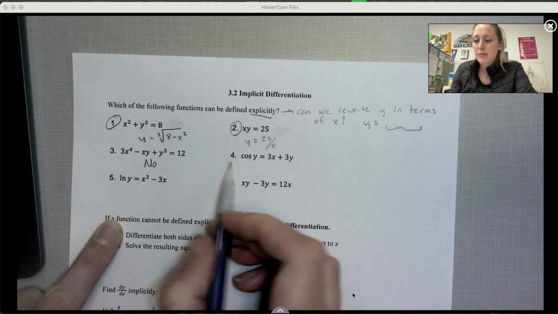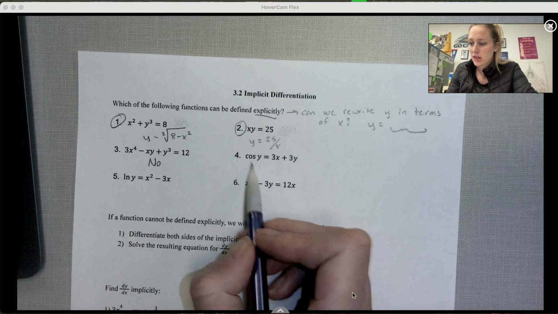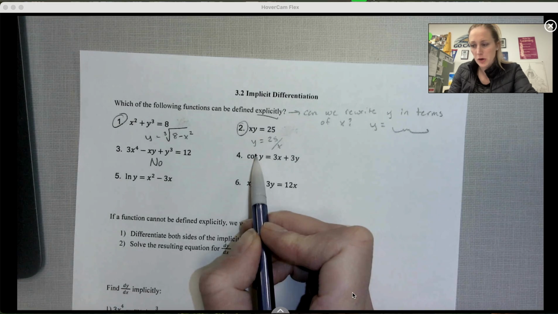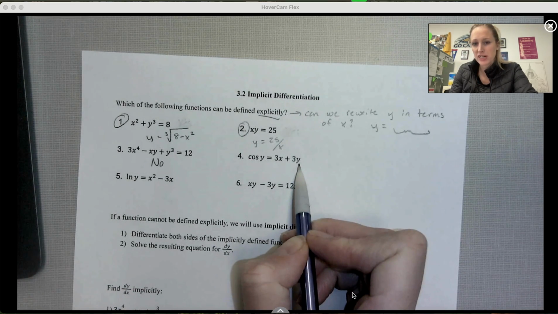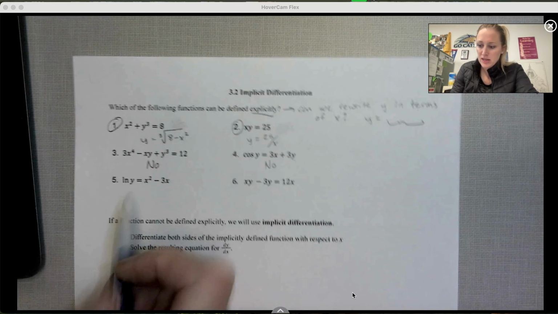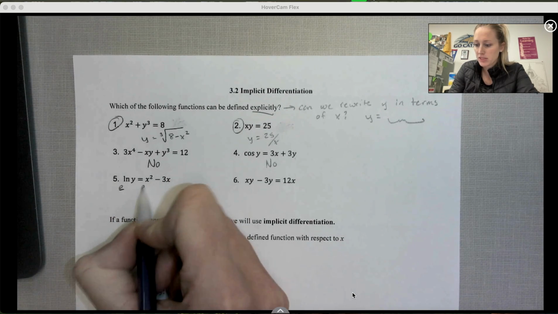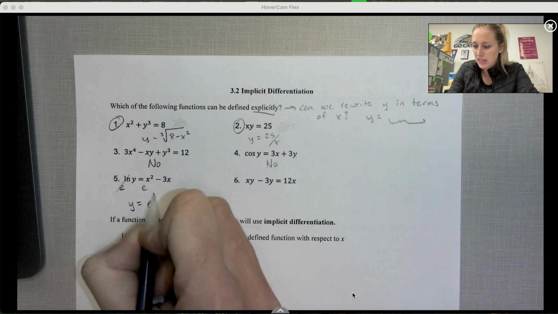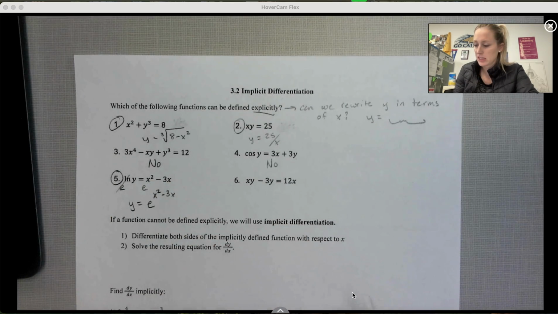We are not able to get just a single y term and then y equals. This one, as well, we can't because we have a y attached to the cosine and this 3. Because I could do cosine inverse of both sides, but I still have this y over here. So this is another one that we cannot define explicitly. This one we can, right? To get rid of natural log, we would exponentiate both sides. So we get y equals e raised to the x squared minus 3x. So this one we can define explicitly.